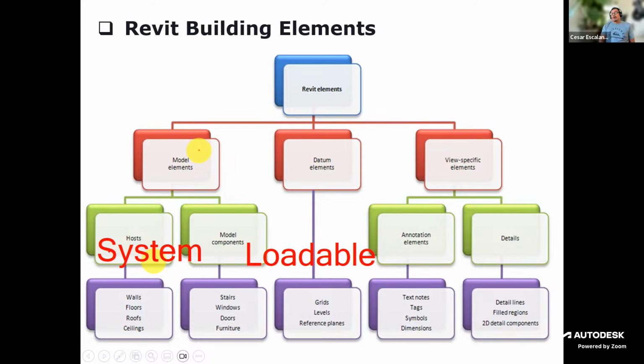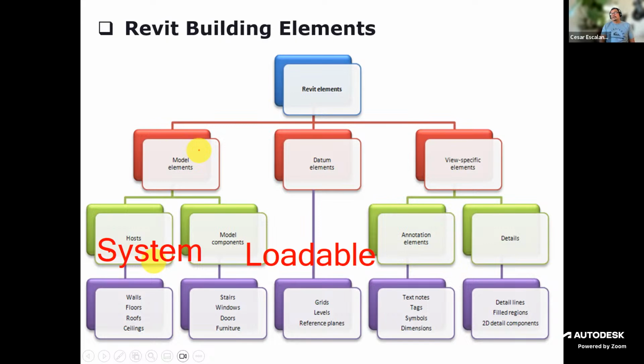You have loadable components, which are files with the extension .rfa, which are brought from a library of components and loaded into the projects. An example of those are doors, windows, furniture, light fixtures, mechanical equipment, stairs, everything that is saved in a format RFA.